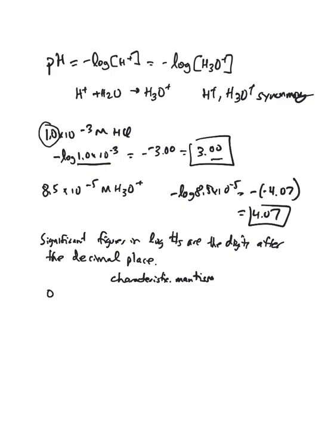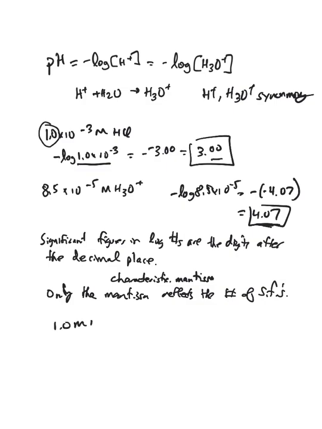So only the mantissa reflects the number of sig figs. So 8.5 for molarity gives us a 4.07 pH, and so that 0.07 gives us our two decimal places, which refers to the two significant figures.